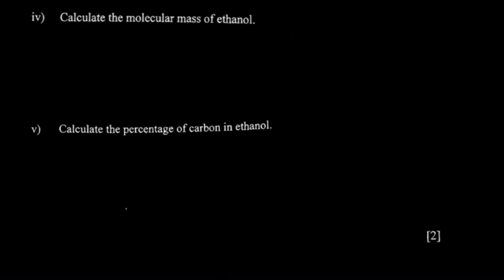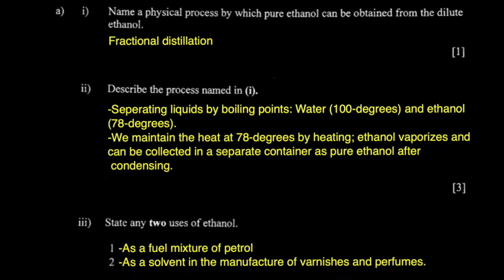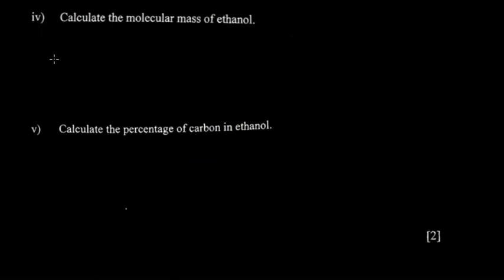Calculate the molecular mass of ethanol. In calculating the molecular mass of ethanol, we actually have to know the formula for ethanol first. So the formula for ethanol is CH3CH2OH.